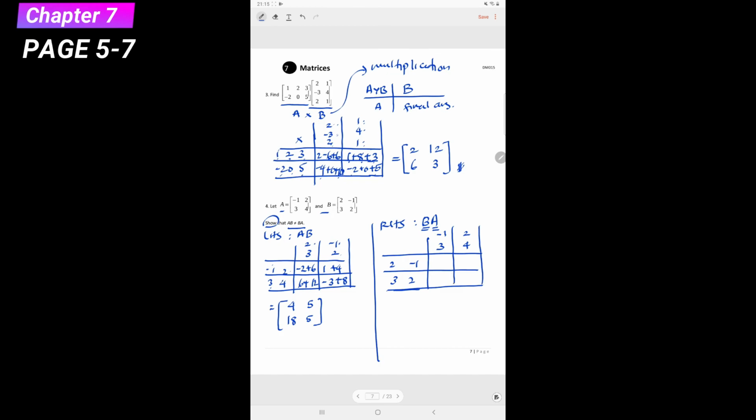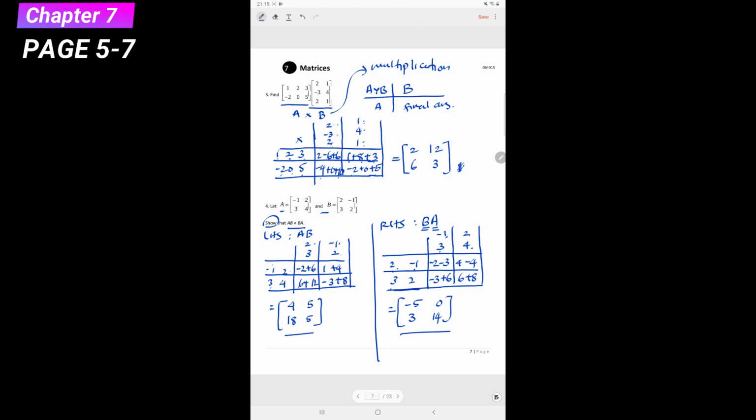Okay. So 2 times with negative 1, negative 2. Negative 1 times 3, negative 3. 2 times with 2 is 4. Negative 1 times with 4 is negative 4. Okay, so 3 times with negative 1, negative 3 plus 6. And then we have 6 plus 8. Solve this one, and then we have negative 5, 0, 3, and 14. And then kita akan compare left hand side dengan right hand side.